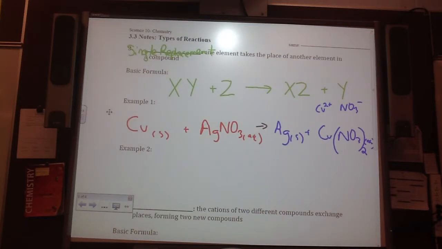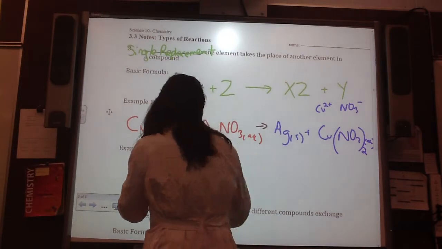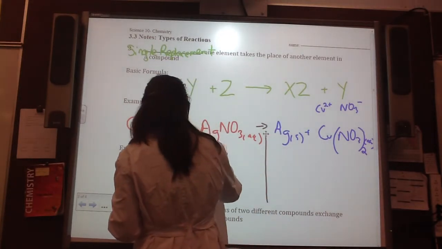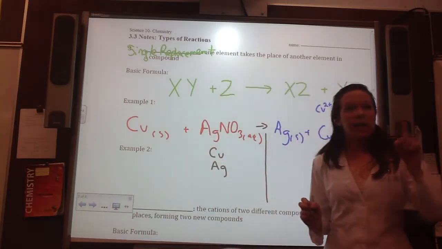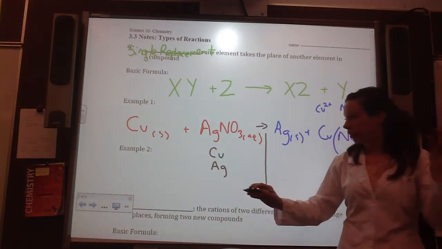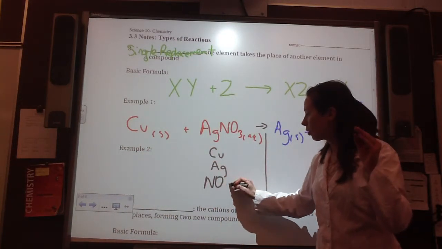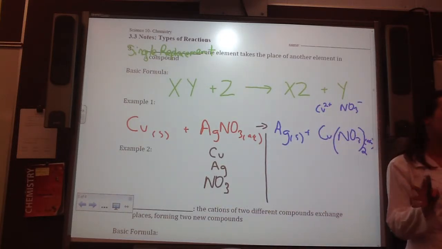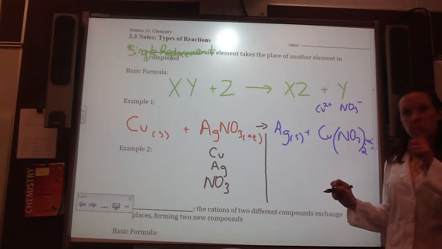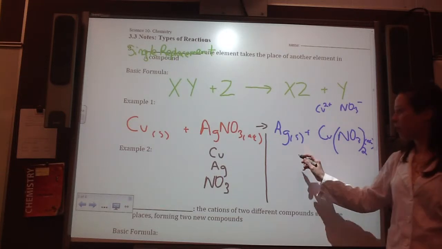Okay, so now we balance it. So on this side, Cu, Ag, and now keep the NO3 all together, NO and 3, because it's traveling as a group together, so we don't need to break it up. So anytime you see polyatomics, keep them together. It makes it easier.